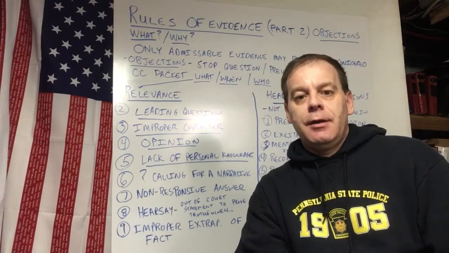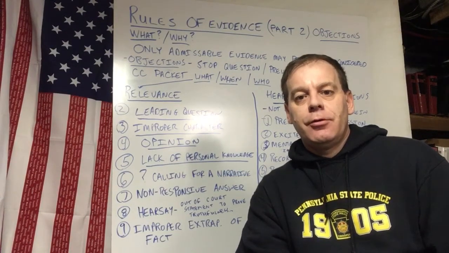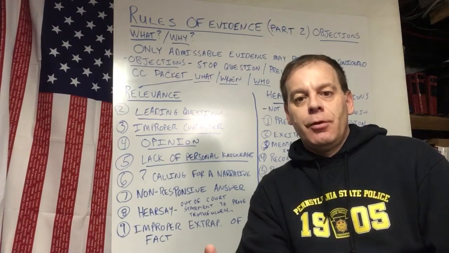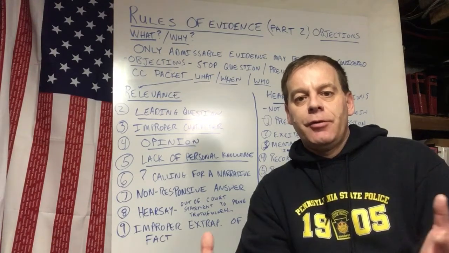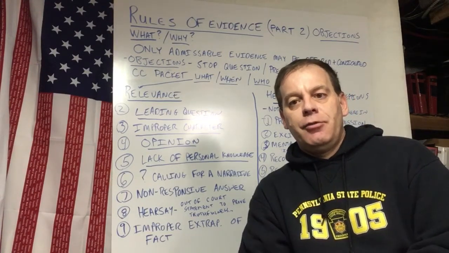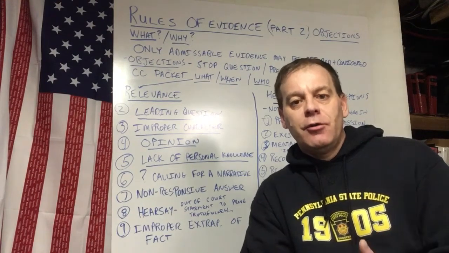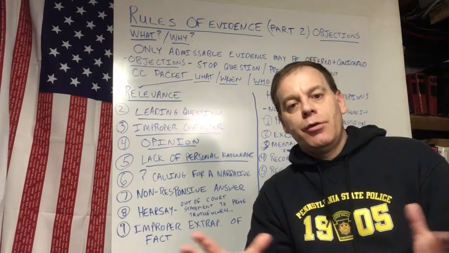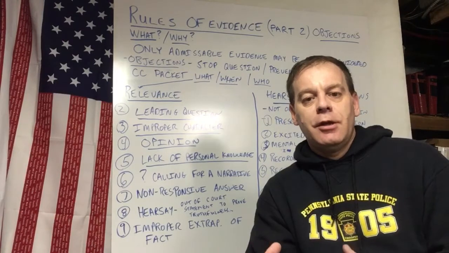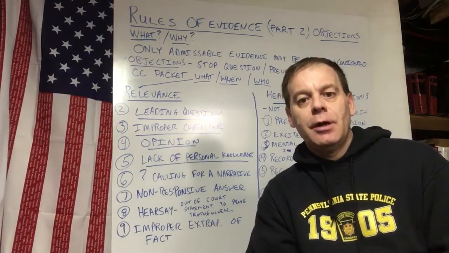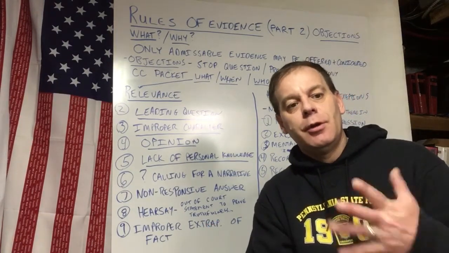This is the second of our Rules of Evidence videos. This is Rules of Evidence Part 2, Objections. We've had a lot of requests for this, so we're putting this together for you. I want to talk about objections. And what are objections? Everybody who's familiar with trials that you've watched on TV sees the attorney stand up and say, "I object, Your Honor," and give a reason for the objection. That's what an objection is.